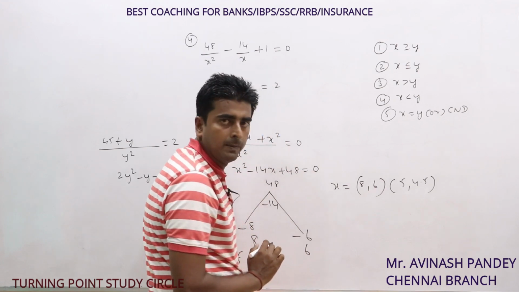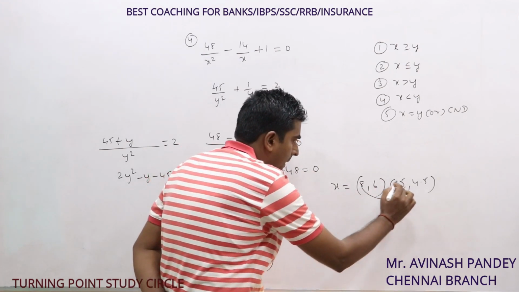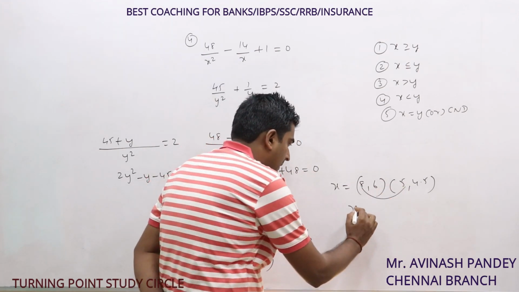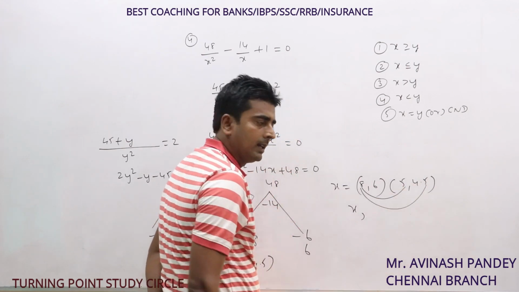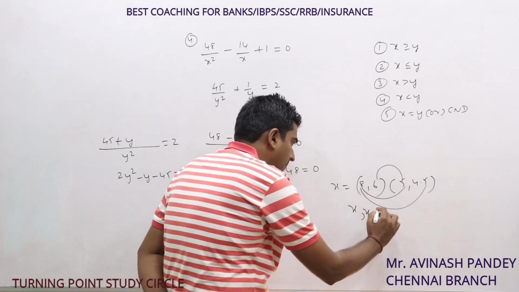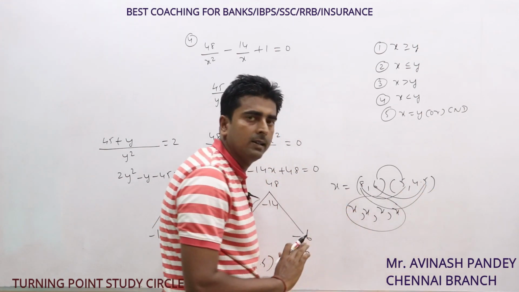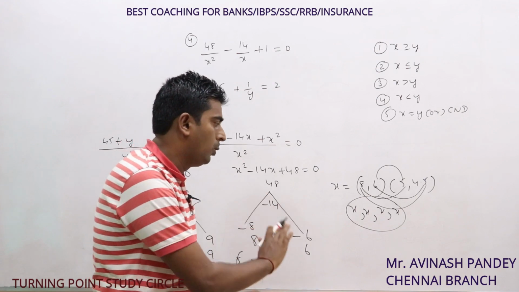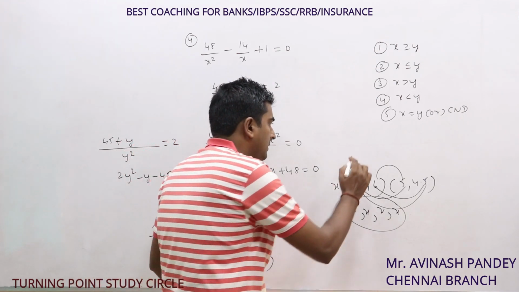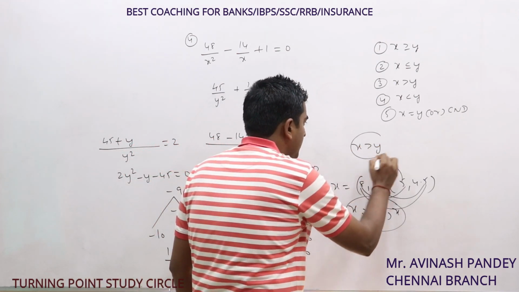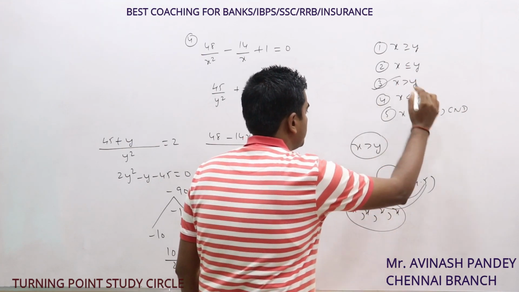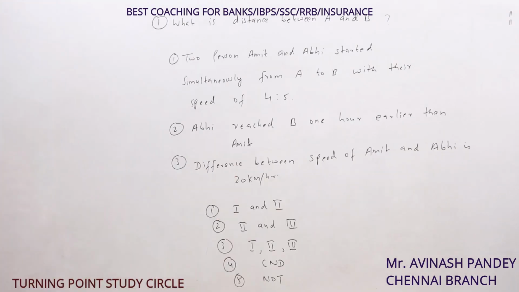Now I need to compare. So when you compare 8 and 5, which is greater? X is greater. 8 and 4.5, which is greater? X is greater. 6 and 5, x is greater. 6 and 4.5, again x is greater. So in all the cases x value is greater and nowhere is the equal to symbol there. So which answer do I need to go with? X is greater than y. And which option do I have to go with? Third option. My answer is the third option.